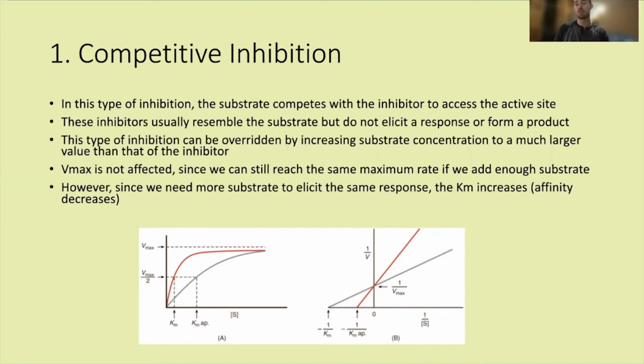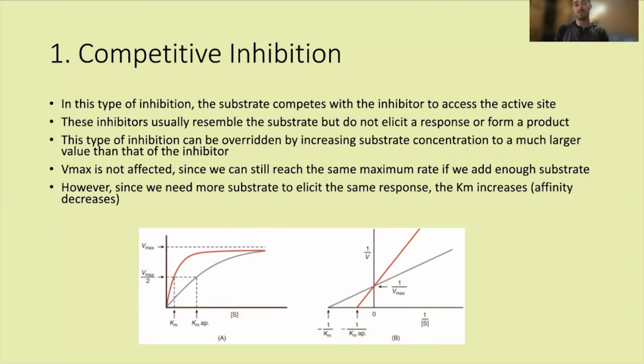And this type of inhibition, though, can be overridden by increasing the substrate concentration to a much larger value than that of the inhibitor. Because think about it, if we're talking about mass action kinetics at that level, if you increase the substrate concentration, it's going to increase the likelihood that the substrate is what reaches the active site rather than the inhibitor. So by adding more substrate, we can actually override the inhibition.